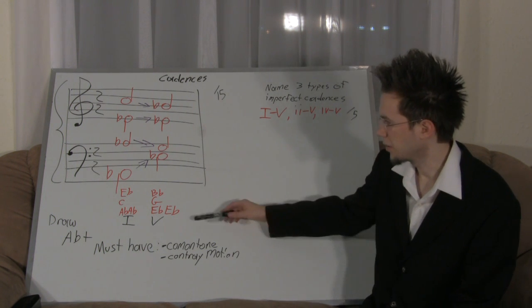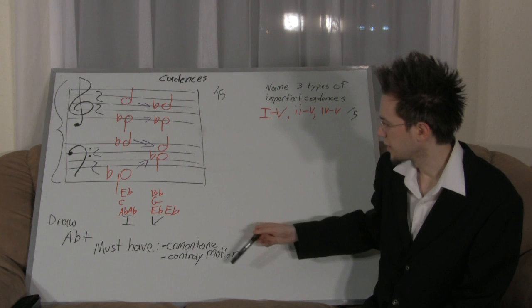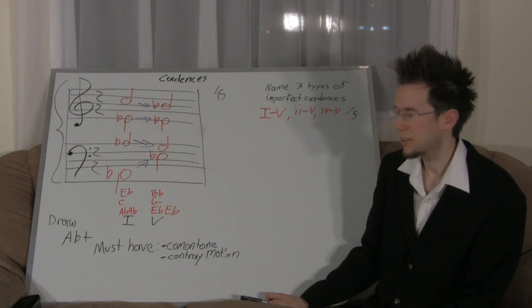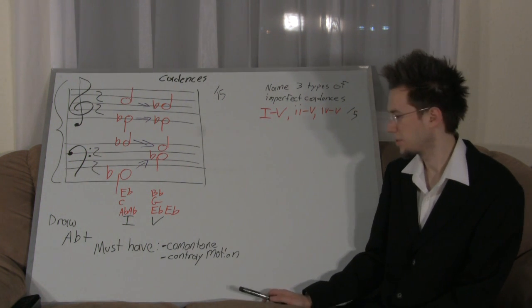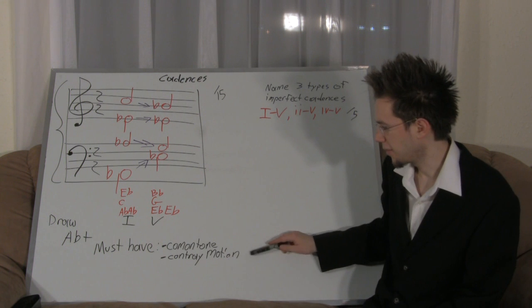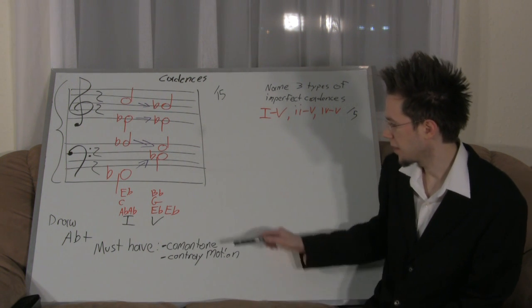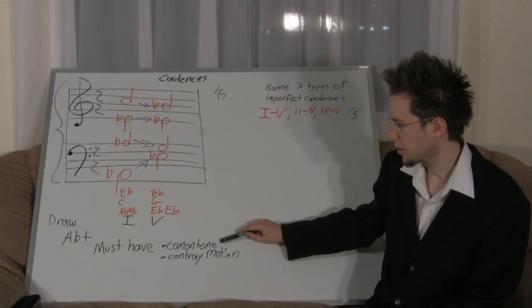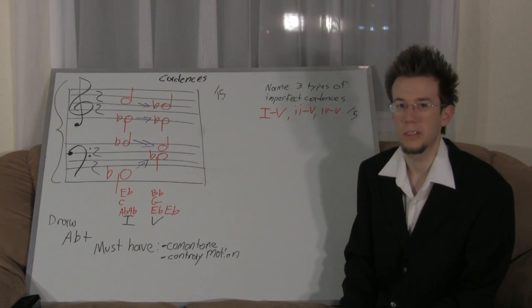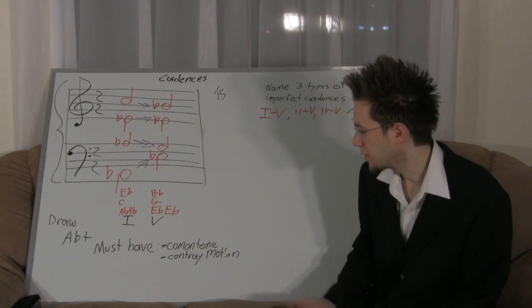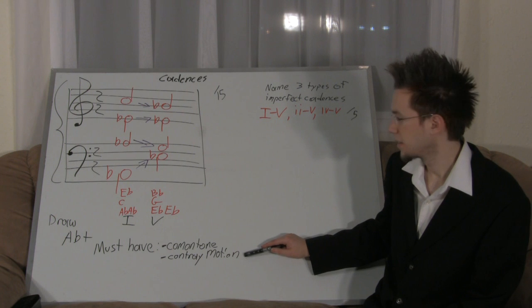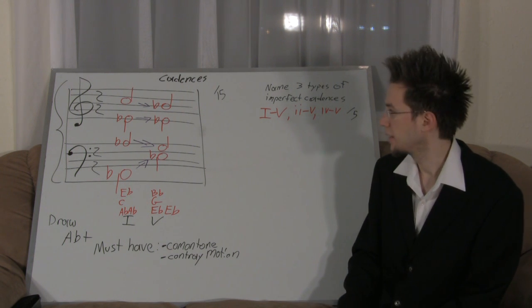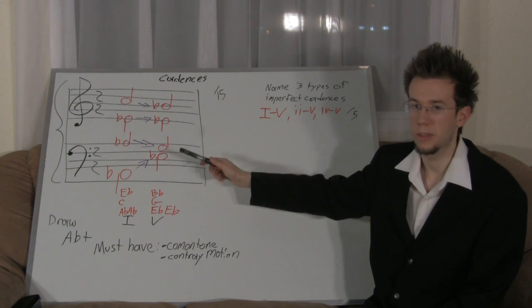But chances are, if you didn't have both of those, I think you should just fail if you don't have contrary motion and common tone. So how it's going to be worth is common tone is worth 5 marks and contrary motion is worth 10 marks. So if you missed your contrary motion, then take 10 marks off your score, and you still get 5 marks if you still have a common tone.